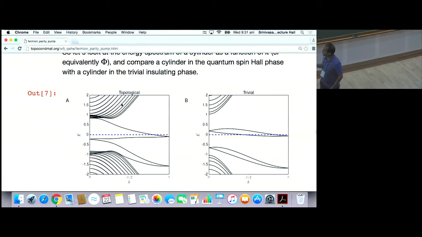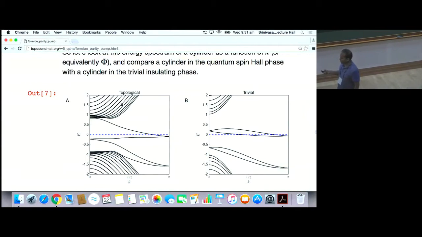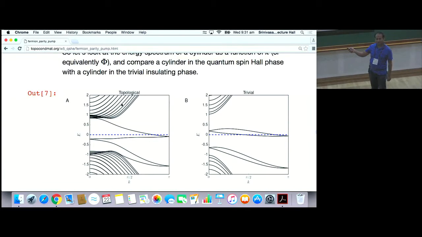And what you notice is that, and now remember, when you change flux through the Corbino geometry, it effectively changes k. So when you go from 0 flux quantum to half a flux quantum, then something strange happens. You see that there's only one crossing of the Fermi level, or an odd number of such crossings.